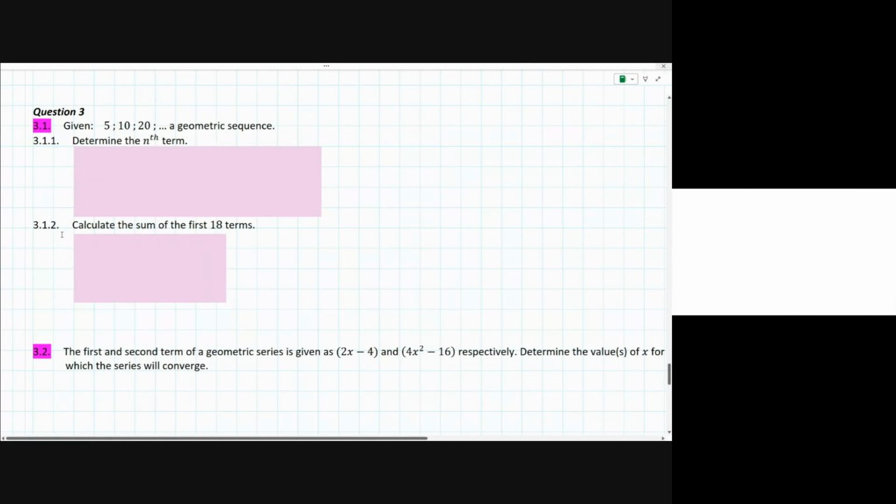All right. So 5, 10, 20 is a geometric sequence. We want to determine the nth term. So remember, guys, geometric is where we have a constant ratio. Constant ratio you can find by taking term 2 and dividing it by term 1, or term 3 divided by term 2, term 4 by 3, etc.